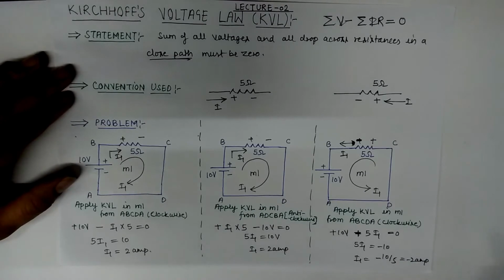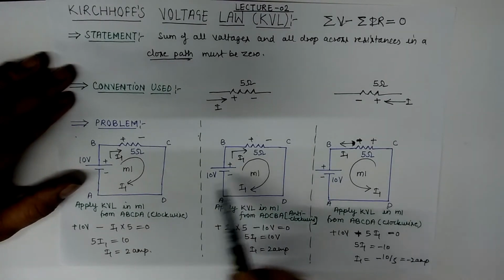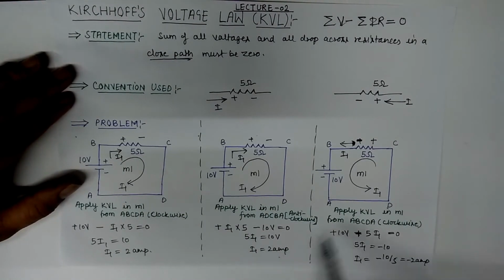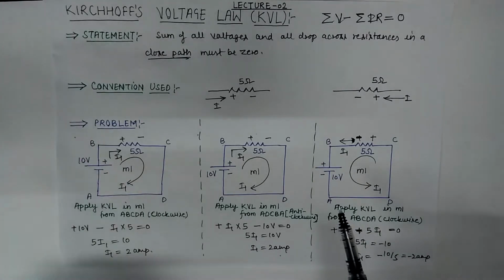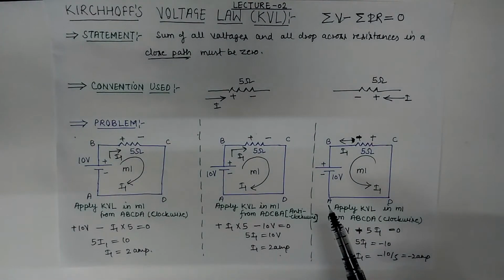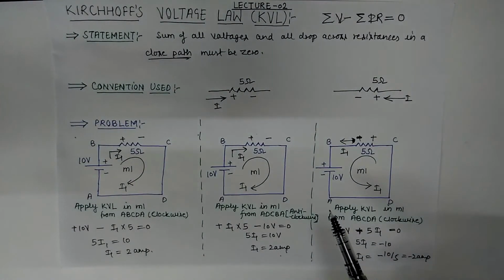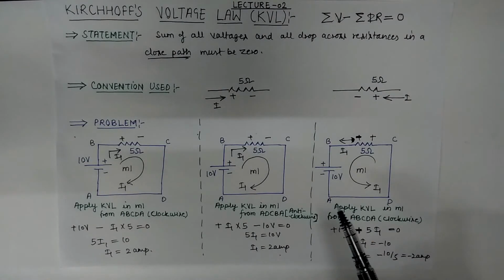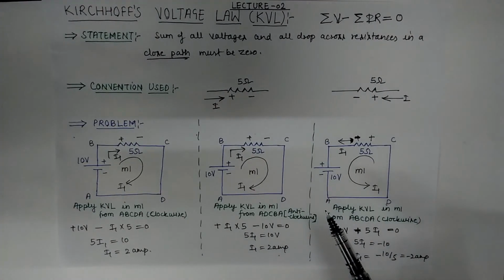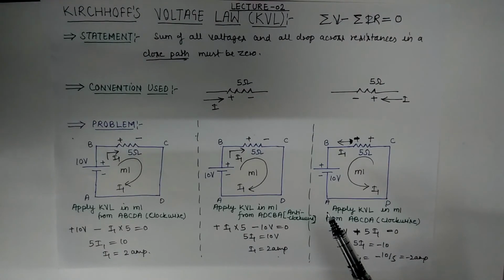So it is clear that if the current is 2 ampere clockwise, it would be minus 2 ampere anticlockwise. So you can assume the current either clockwise or anticlockwise. Your answer will be reflected in the same way. So this is the very useful basics of KVL. In the next lecture we explain some more complex problems using KVL. Thank you.